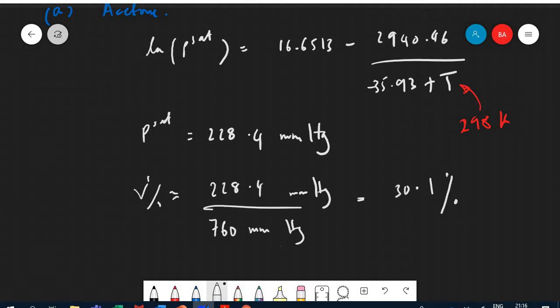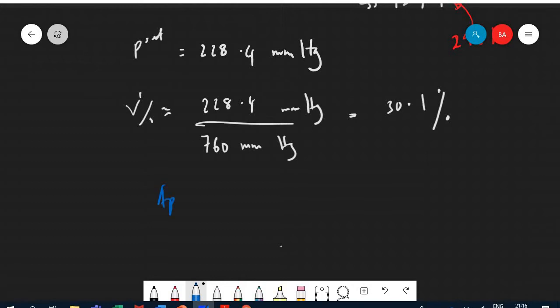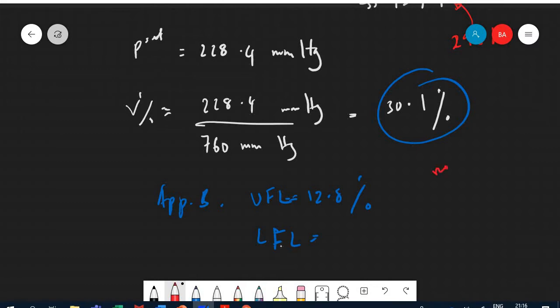Now if I go 30.1%, I say, okay, what does appendix B tell me? Appendix B tells me that the UFL is equal to 12.8%, and my LFL, well, I think that is good enough. Because if the upper limit is 12.8, the lower is going to be lower. And what do I have here? I have 30.1%, which is above the upper flammability limit. So definitely it is not flammable.